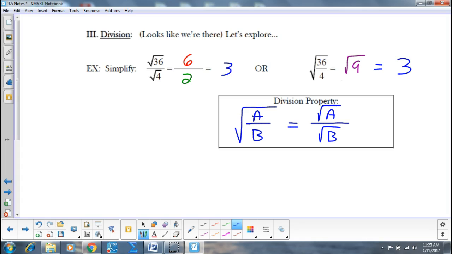Okay? Now, there's one condition with dividing by radicals.